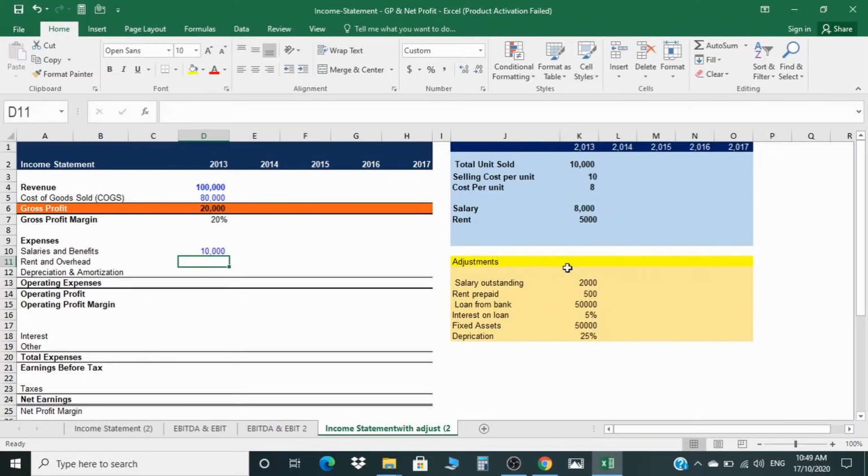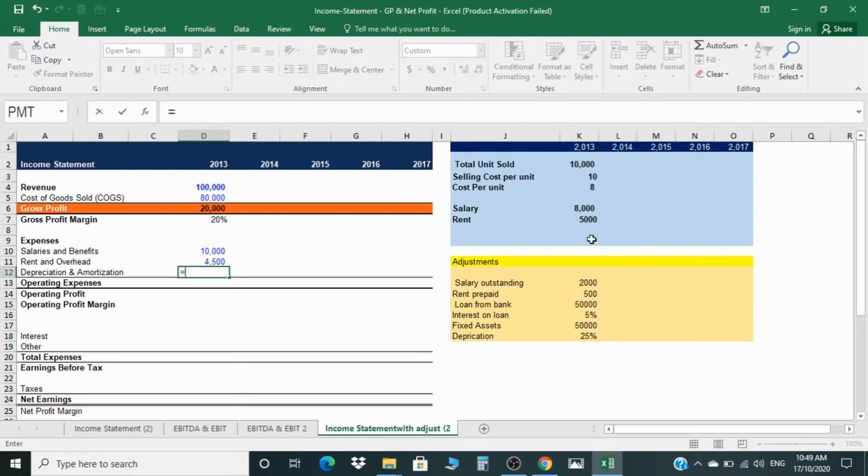Then we go by the rent. Rent is 5,000. That means 500 you already paid in advance, so you don't need to pay that again. We deduct what we already paid. If you have an outstanding, you have to add, and if you have a prepaid, then you just minus. So total 5,000 is the rent, but 500 you already paid in advance.